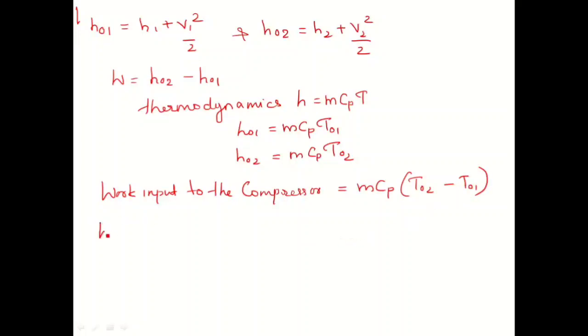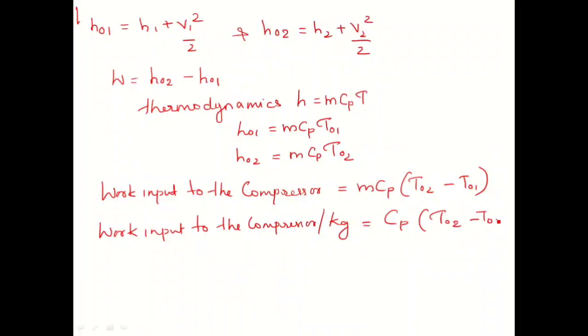So now we are taking 1 kilogram: work input to the compressor per kilogram is equal to Cp into T02 minus T01.